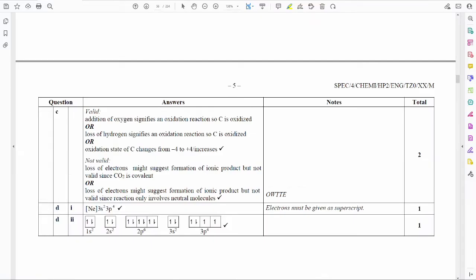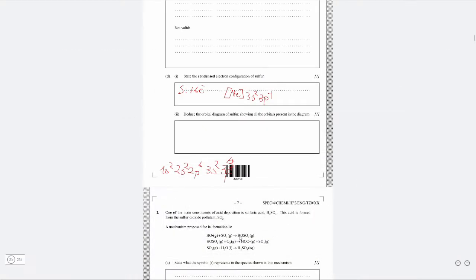Let's just write the whole thing. So 1s2, 2s2, 2p6. So this is the neon. 3s2, 3p4 to get 16 electrons. So neon and then 3s2, 3p4, which I think should be great. Yeah, great. Next one, deduce the orbital diagram of sulfur showing all orbitals present. Well, it's basically just the same.